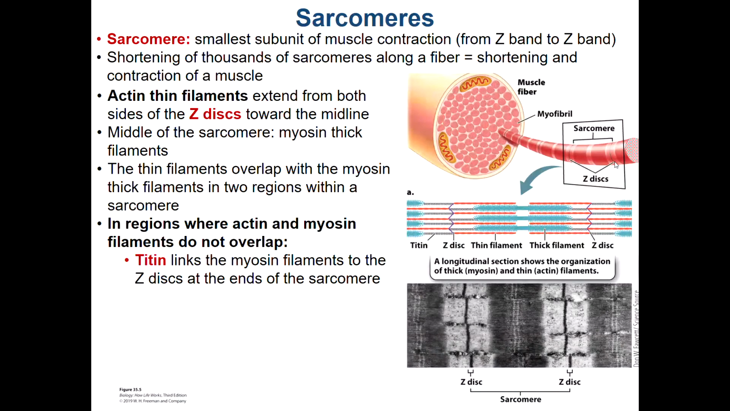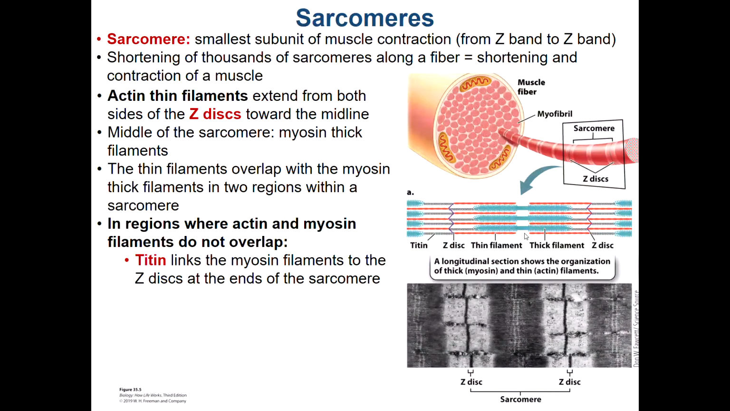Actin thin filaments extend from both sides of the Z-discs towards the midline. So if we're looking at part A in this figure, we can see that the actin are these red filaments and the myosin are the thicker blue filaments. And if you look at our Z-discs, which are these zigzaggy purple lines on both sides, we can see that the actin is attached to the Z-disc and it extends towards the middle, but they do not connect in the middle. It's important to know that actin does not connect at the midline of the sarcomere.